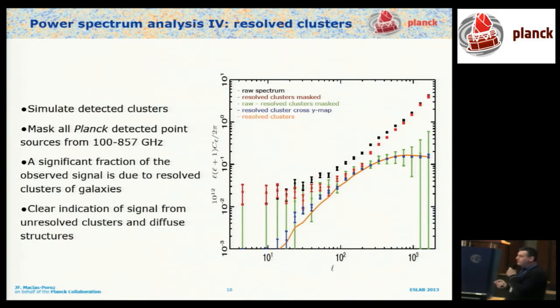In the same way, we can try to do the cross-correlation between the simulated map of the clusters and the Compton y parameter map. And this is what is shown in the blue points here. And you can see that the two estimates of the cluster emission are consistent. The other thing you can see is that with respect to the total signal, we can represent the full measured power spectrum for the tSZ with the resolved clusters.